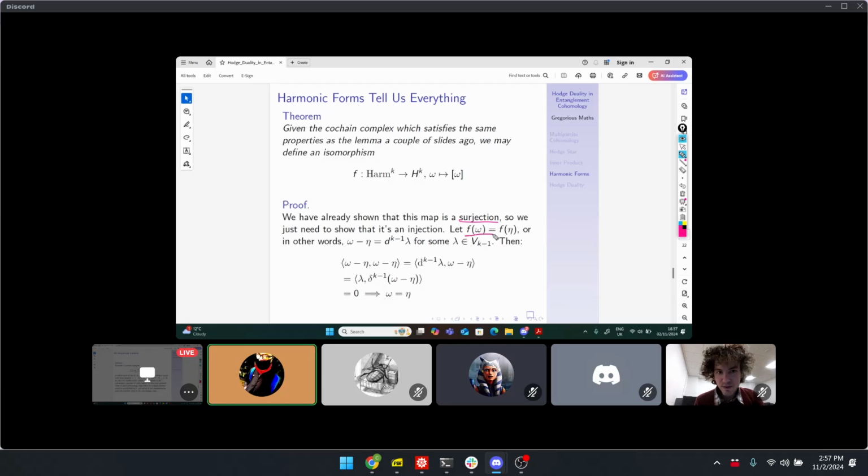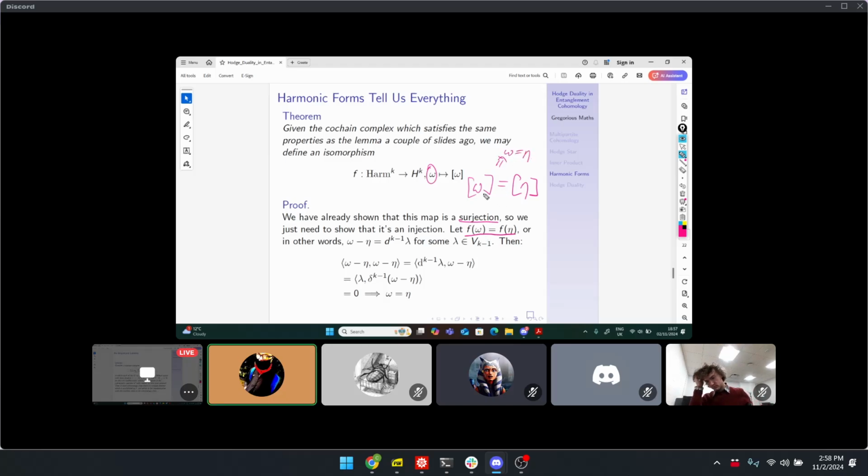So let's say that f of, oh, also I should define what f is. F sends this harmonic form omega to its cohomology class. Now, let's say that omega has the same cohomology class as eta, where these are both harmonic forms. Now, what we want to show is that this implies that omega equals eta.